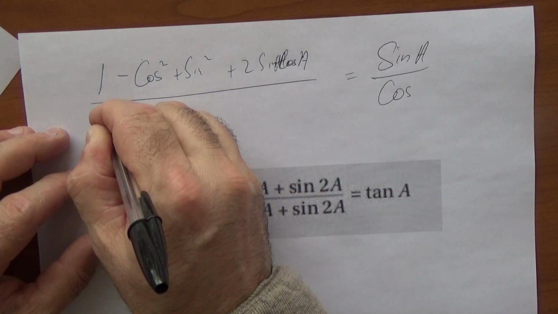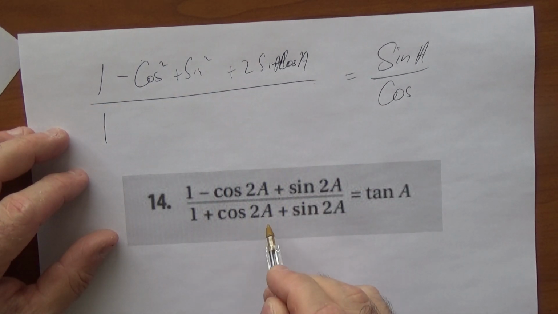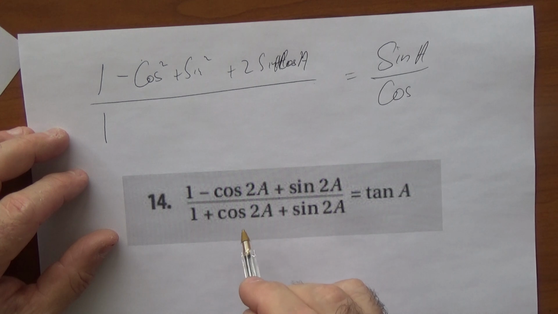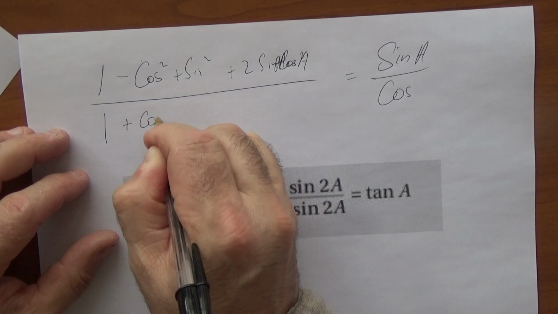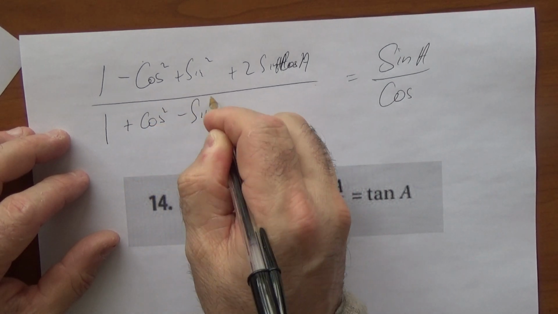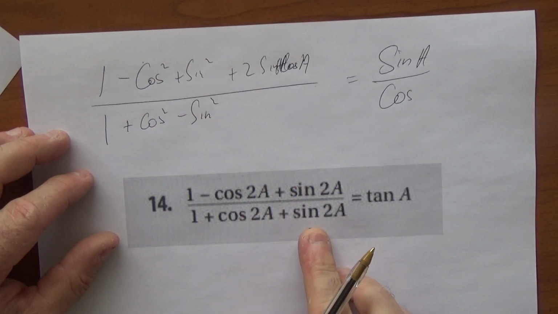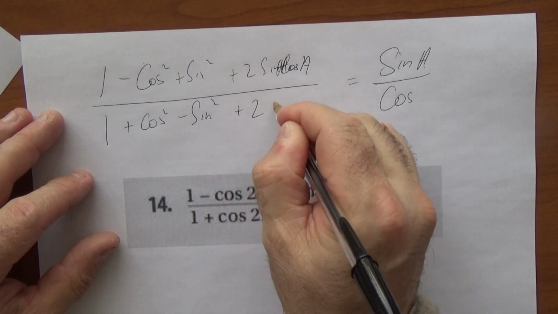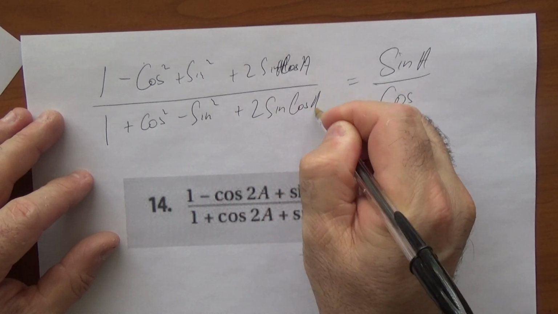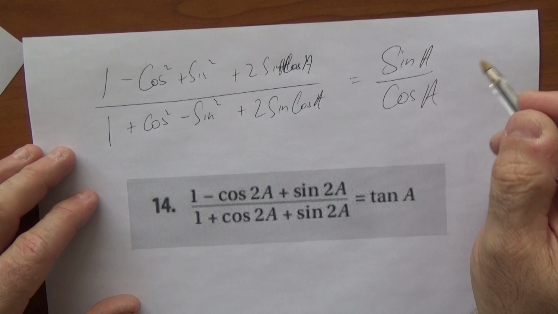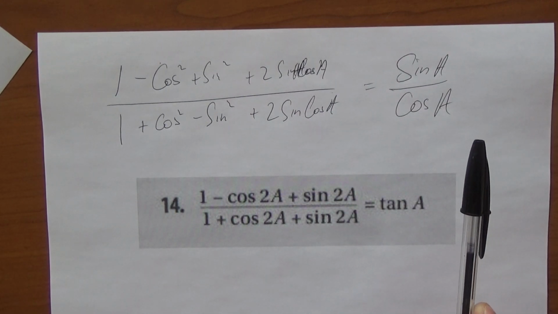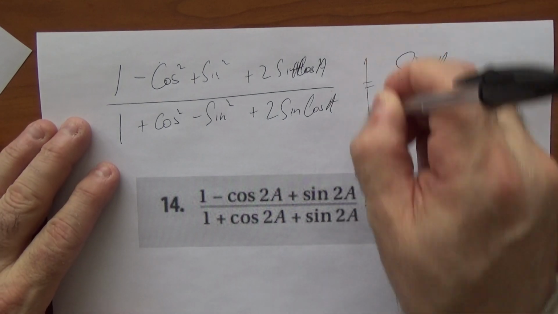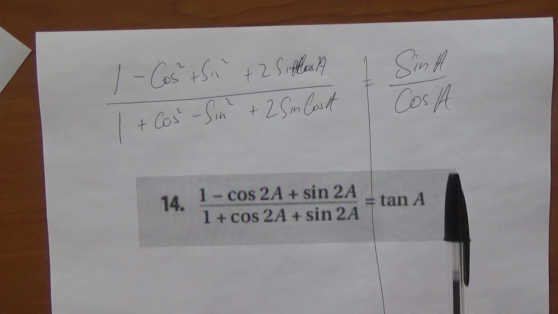This becomes 1 plus the cos of 2a. Cos of 2a is cos squared minus sine squared, plus cos squared minus sine squared. Sine of 2a is the same as before. Now you've got to be careful here. You've got to keep this line separate. Do not do dividing across or anything.